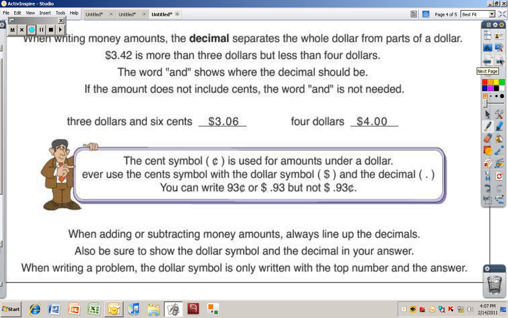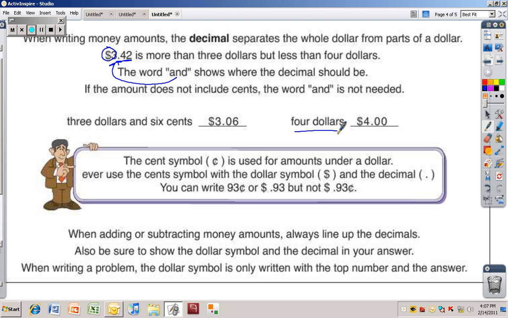It says, when writing money amounts, the decimal separates the whole dollar from parts of a dollar. $3.42 is more than $3 but less than $4. And you can see the decimal point separating the whole dollars, that's 3 whole dollars, and then .42 is parts of a dollar. Okay, the word and shows where the decimal point should be. And so when you hear and, or you say and, you're talking about the decimal point. If the amount does not include cents, the word and is not needed.